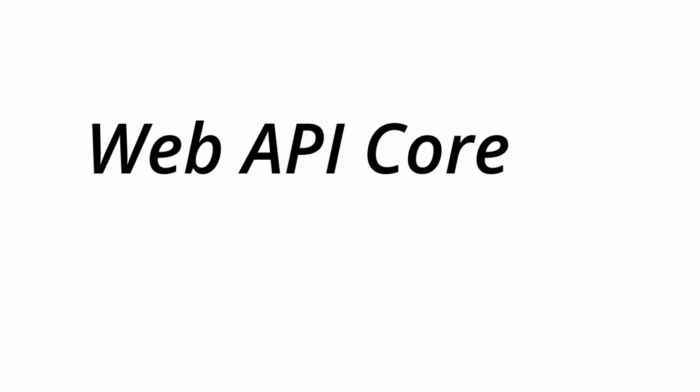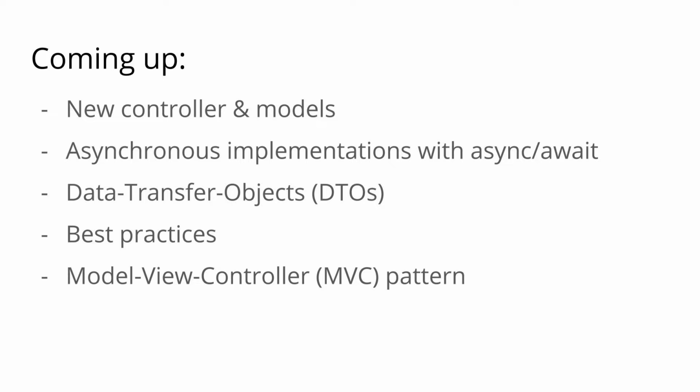So far, you learned how to create a web API project in .NET from scratch and how to make your first web API call. In the upcoming sections, we will create a new controller and models for our RPG role-playing game characters. Additionally, we will turn our synchronous calls into asynchronous calls, make use of data transfer objects or DTOs, and change the structure of our web API so that it meets best practices. But first, let's have a look at the model view controller pattern, which is the foundation of all this.